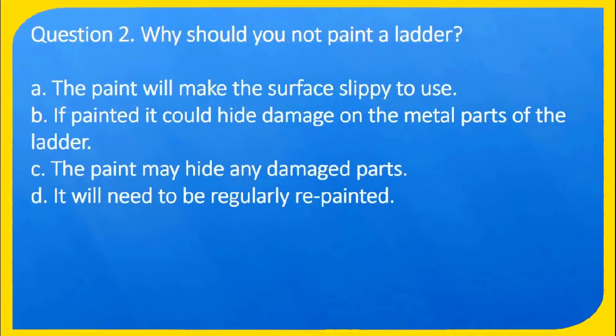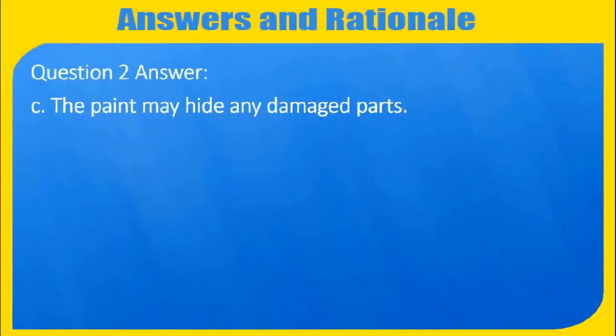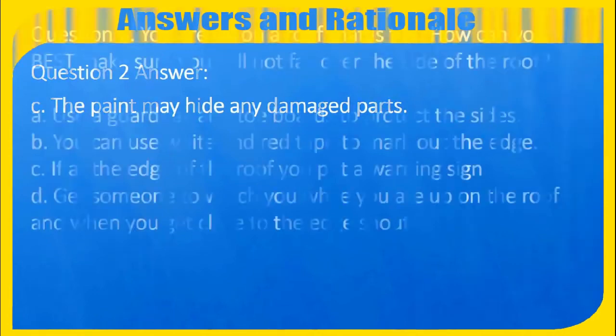Question 2. Why should you not paint a ladder? A. The paint will make the surface slippy to use. B. If painted, it could hide damage on the metal parts of the ladder. C. The paint may hide any damaged parts. D. It will need to be regularly repainted. Question 2. Answer. C. The paint may hide any damaged parts.